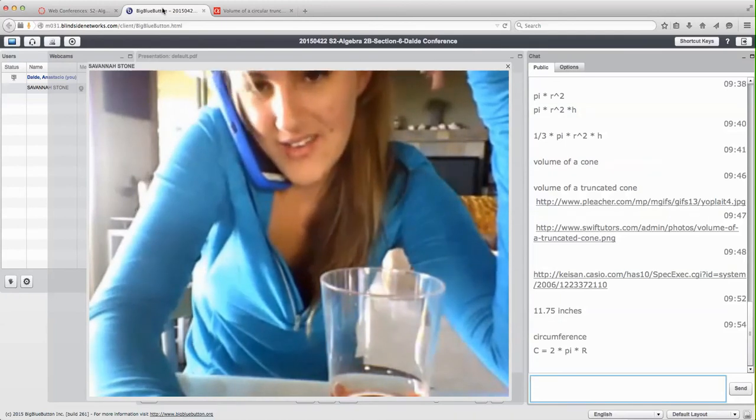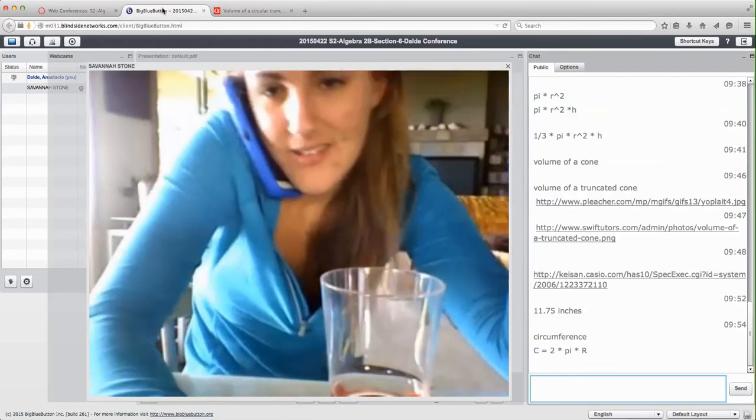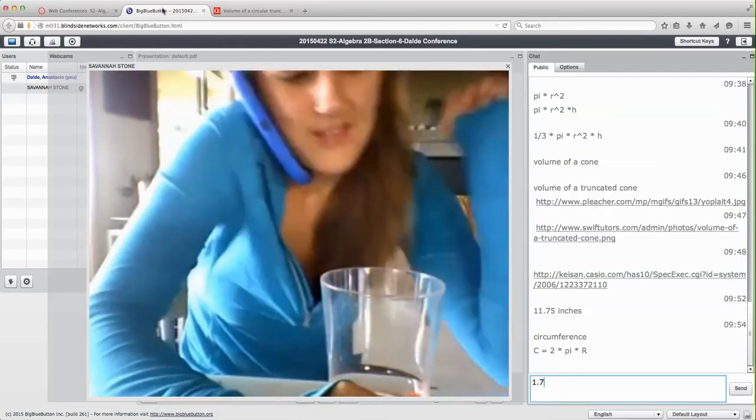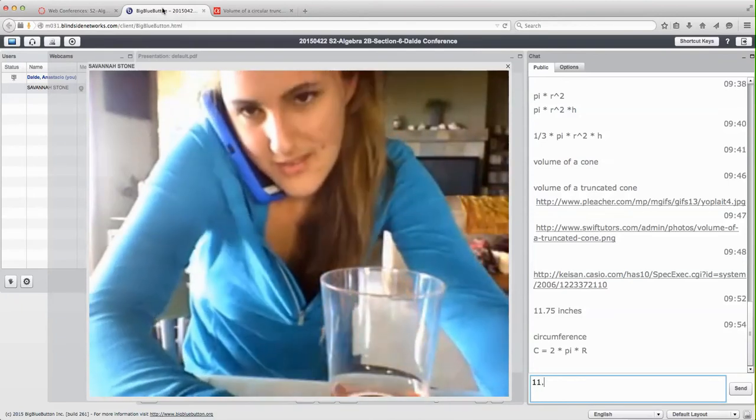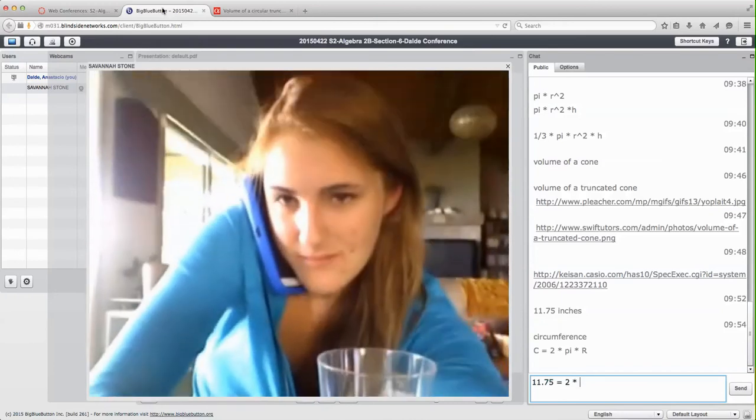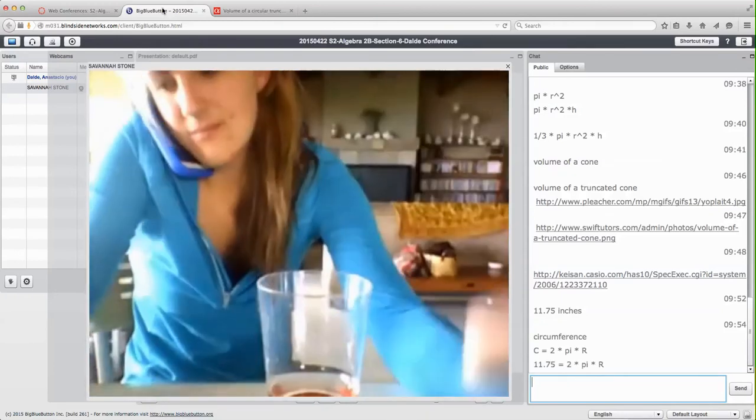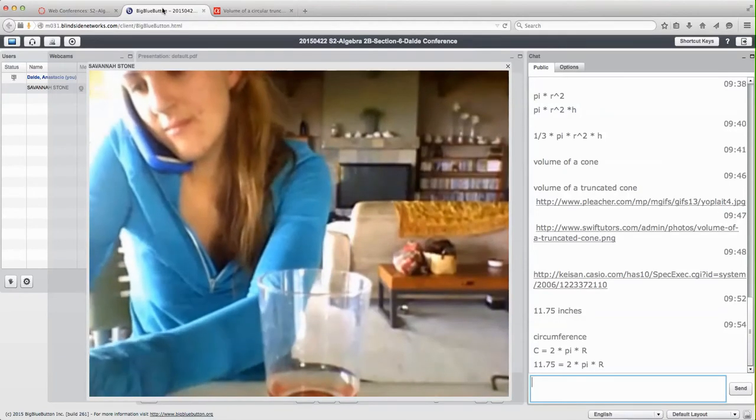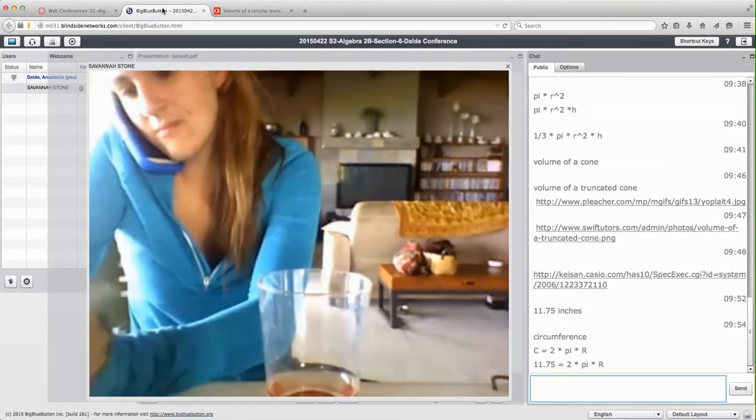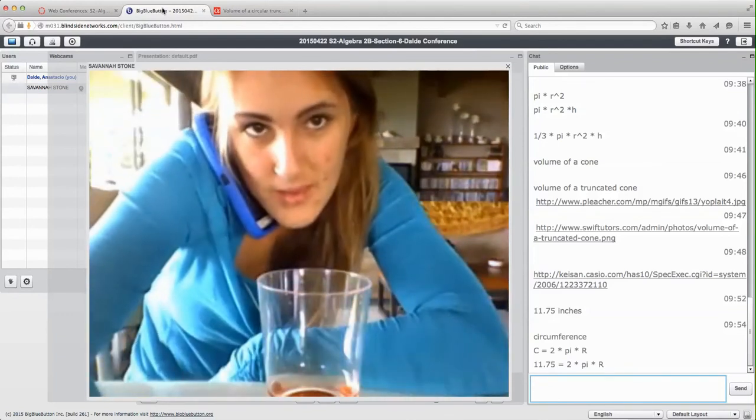Okay. So, if you want the radius, I have the circumference. I basically have 11.75 equals 2 times pi times r. Then what is the r? Use your handy dandy calculator. Okay.